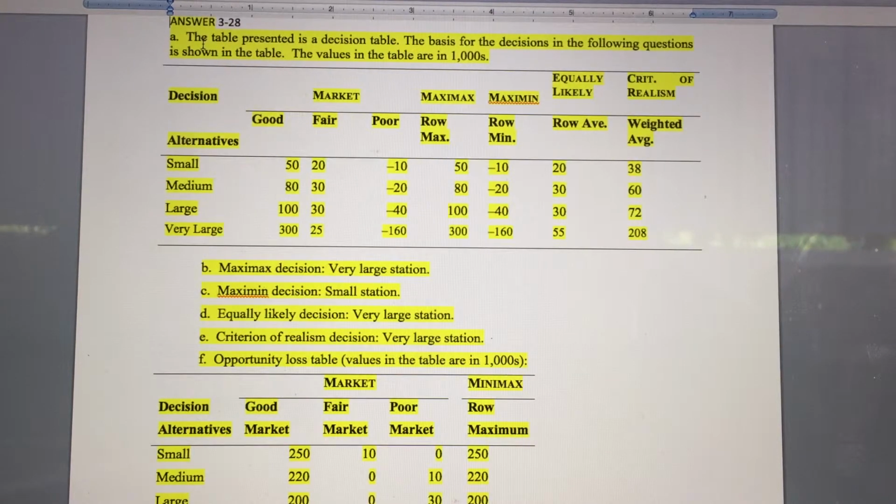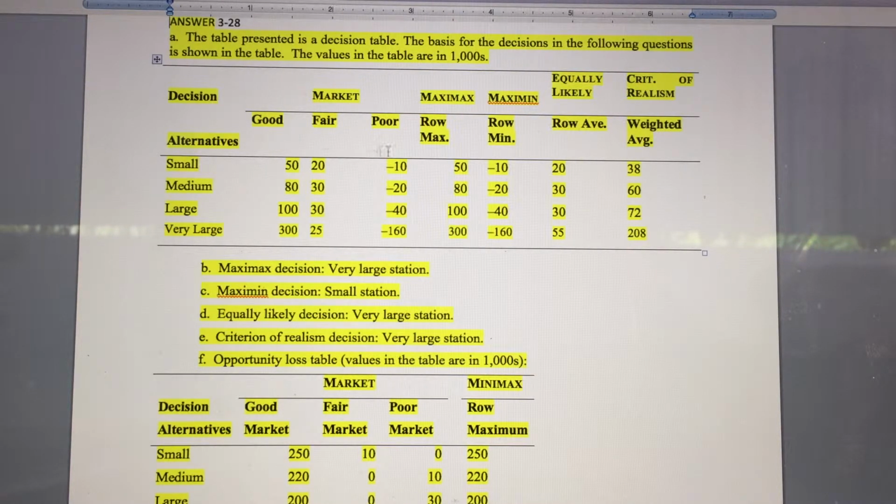We now go for the solution for 3-28. The table below represents the decision table. In this case, we have the decision alternatives, which are small, medium, large, or very large. For a good market it is 50, 80, 100, 300. For a fair market it is 20, 30, 30, 25. For a poor market it is minus 10, minus 20, minus 40, minus 160.